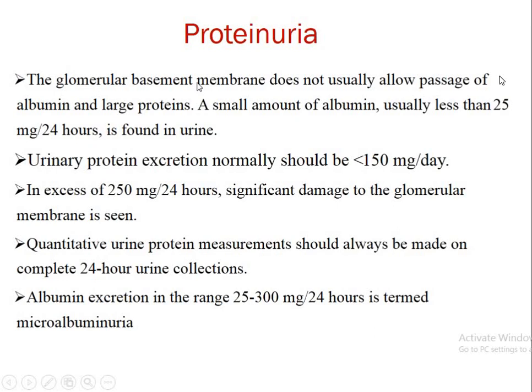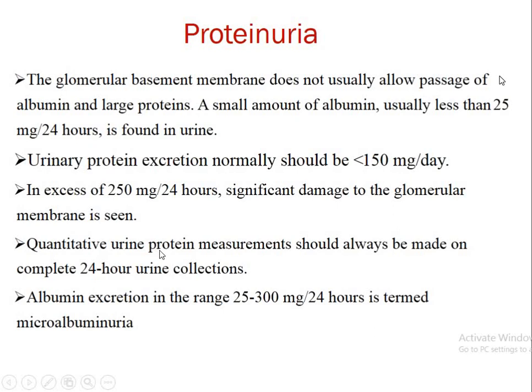Normally, the glomerular basement membrane does not allow the passage of albumin and large proteins. A small amount of albumin, which is generally less than 20 milligrams per 24 hours, is found in the urine. So this much is normal. Urine protein excretion normally should be less than 150 milligrams per day. In excess of 250 milligrams per 24 hours, significant damage to the glomerular membrane can be seen.